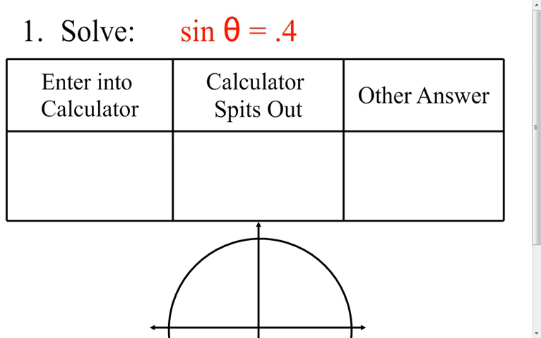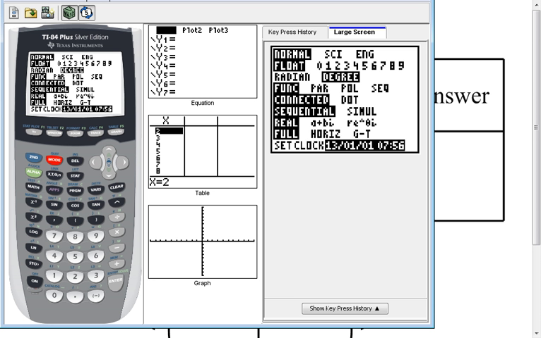All right, here's our first problem. So we need to figure out where theta is when sine of theta is 0.4. If you use your unit circle, you have no coordinates on your unit circle that have a sine or a y value of 0.4. And so you have no choice but to use your calculator. So you're going to enter this into your calculator, sine -1 of 0.4. And then your calculator will spit out an answer, and I'm going to do that here really quick.